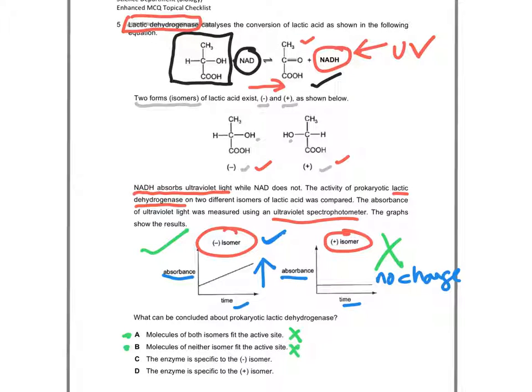Enzyme is specific to the negative isomer. Yes, correct. Therefore, there's a reaction going on. Enzyme is specific to the plus isomer? Not true. There is no reaction on the right graph. So C is the correct answer.